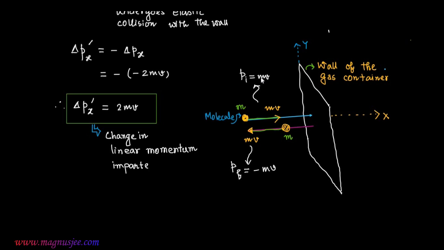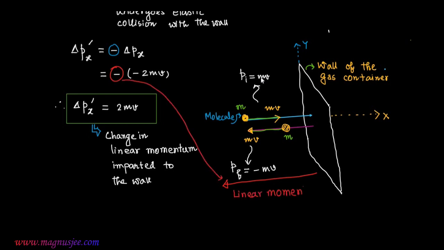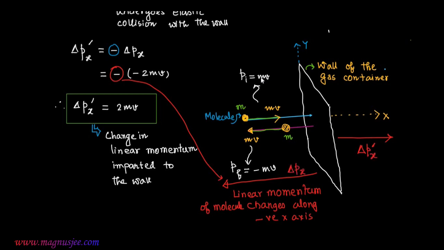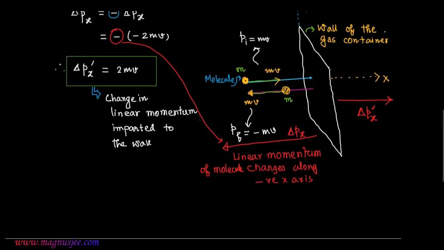Delta Px prime is the change in linear momentum imparted to the wall of the gas container by the gas molecule. The negative sign is due to the opposite direction of the reflected molecule with respect to positive x-axis. Linear momentum of the molecule changes along negative x-axis. That's why delta Px occurs along negative x-axis, and delta Px prime, which is the amount of linear momentum imparted to the wall, will be along positive x-axis.